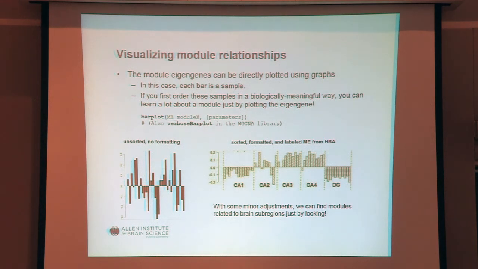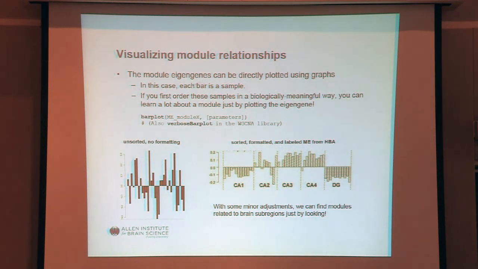Each bar would represent a sample, and it's important to order these samples in a way that makes sense. So this is the same data on the left and on the right. Here it's just the module eigengene without any labels plotted sort of randomly, and you get no information out of it whatsoever. But if you sort them and put some labels on there, you can see that this module represents genes that are higher in some regions of the hippocampus, CA3 and CA4, and may have a little bit of a gradient in this one, although maybe not as much.